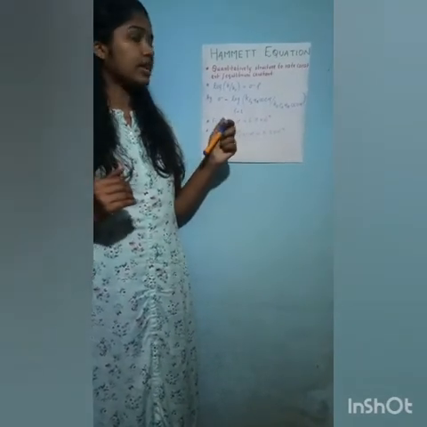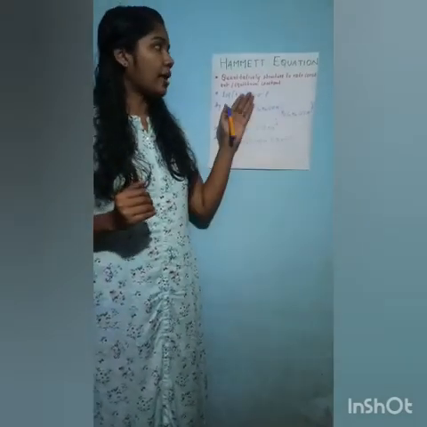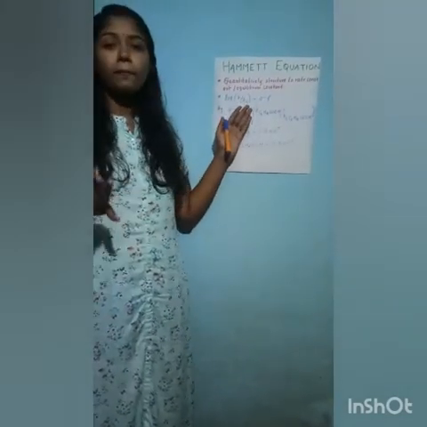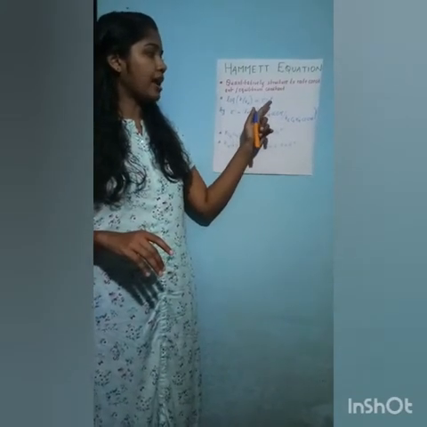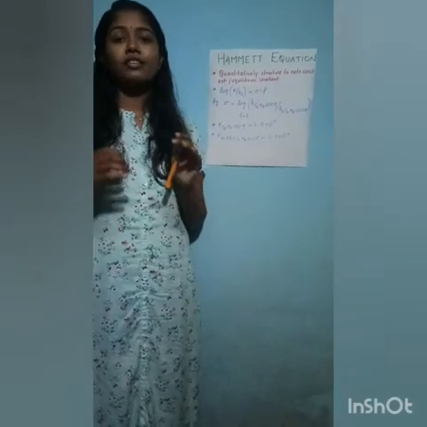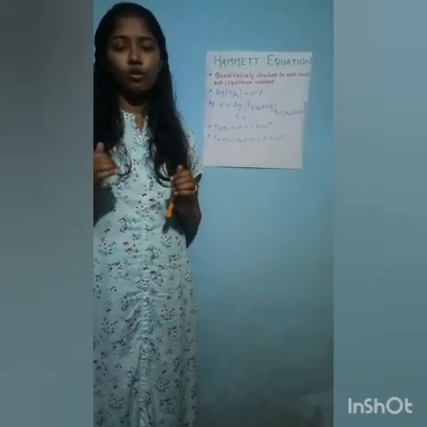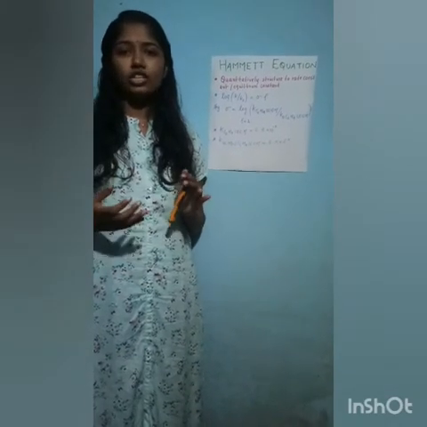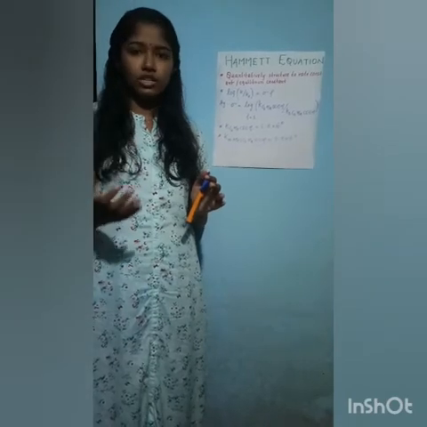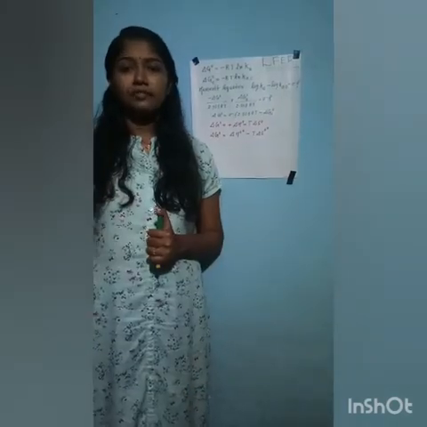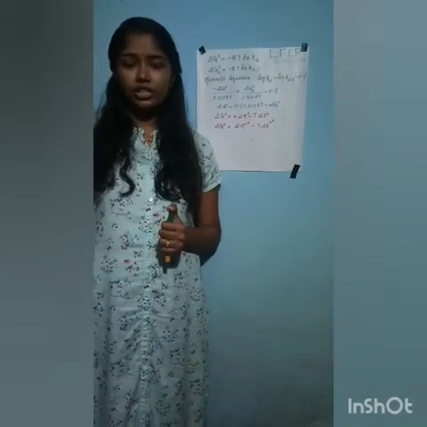Then we are going to see the applications of the Hammett equation. In the Hammett equation, we have 4 measurable quantities, that is K, K0, sigma and rho. If any 3 of the quantities are known, we can find out the 4th quantity. The second application is to compare the acidity of acids quantitatively. Then we are going to discuss the linear free energy relationship.